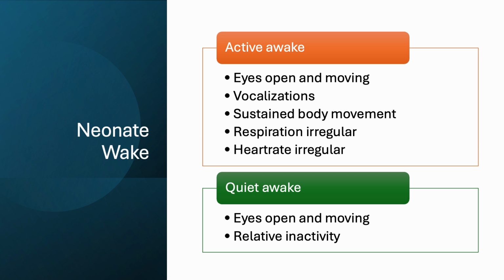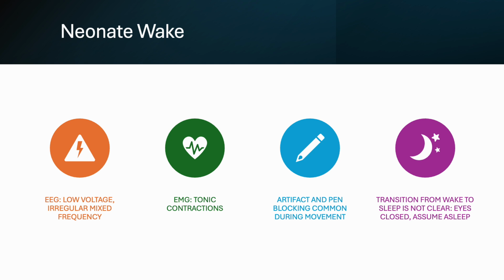So at this point, there are 4 parts of consciousness for an infant: quiet and active sleep, and quiet and active wakefulness. For neonates or newborns, the EEG during wakefulness shows low voltage, irregular mixed frequency. Their muscles will tense up and stretch, and this can cause artifact from movements in pen blocking, which is what happened when the paper machines, which we have no more, had no more room to move for the pens, and so they would just hold the furthest point they could.